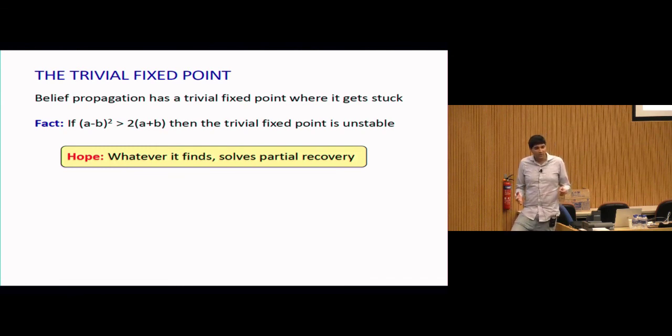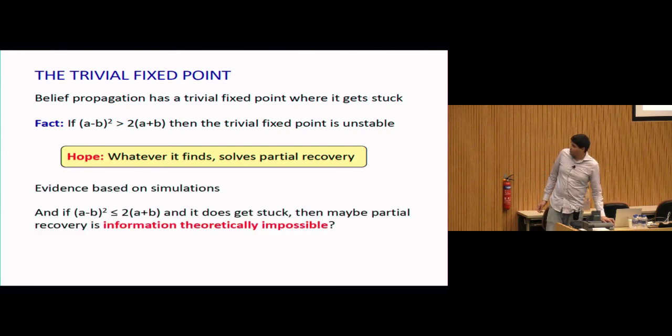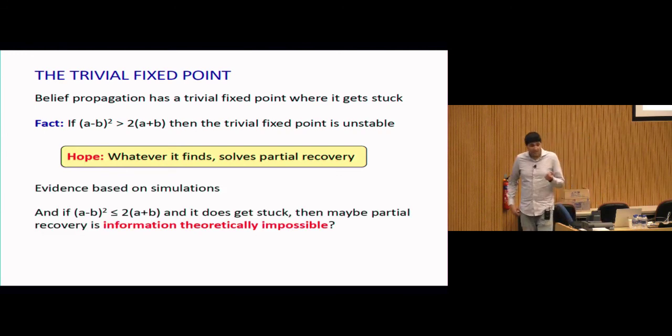So what they believed was that, well, if belief propagation doesn't get stuck at the trivial fixed point, then whatever it gets stuck at eventually clearly is going to solve the partial recovery problem. And so the problem is solvable. And in fact, even more boldly, when it does get stuck at this trivial fixed point and belief propagation doesn't work, it must not be a fault of the algorithm. It must be because the problem is information theoretically impossible. This was the chain of reasoning to arrive at this conjecture.